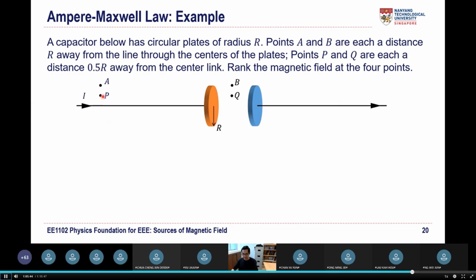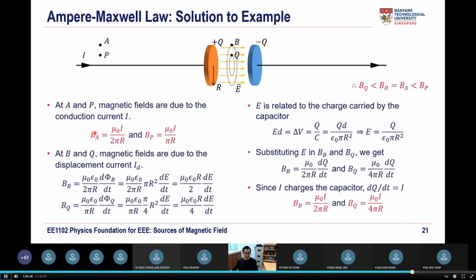Then we can say the magnetic field at A is going to be mu naught I divided by 2 pi r, where r is that distance. And because at P, r is only half, we can just remove that 2, and then that's going to be this. So you can see that B_P is going to be much stronger than B_A. It's going to be 2 times stronger than B_A.